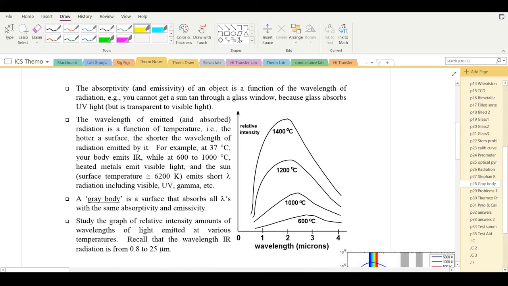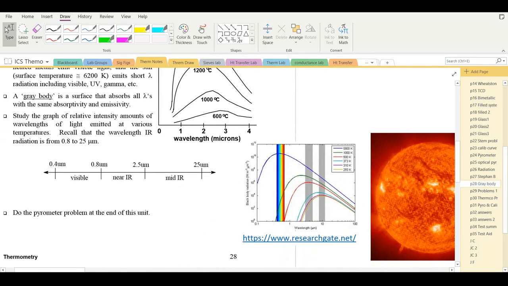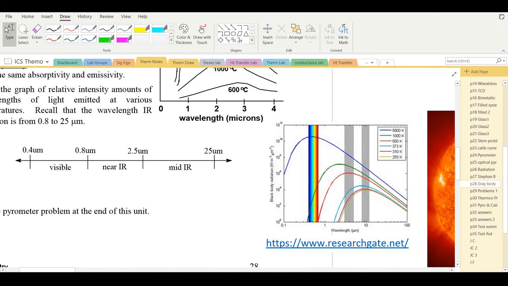Now let's take a look. I tried to draw it here, but I found some better illustrations on the web. We keep in mind that visible is between 0.4 and 0.8 microns, and then the near IR is from 0.8 to 2.5 microns, and then above 2.5 we're looking at the mid IR. So here we see an object, let's say the human body, with a surface temperature of 37 Celsius, that'd be about 310 Kelvin, represented by this lower purple line here. So our body generates radiation based on its temperature, and we're into the far IR, the mid IR, and into the near IR. Notice that this is about 2 microns, and 2 microns is in the near IR. Certainly not into the visible.